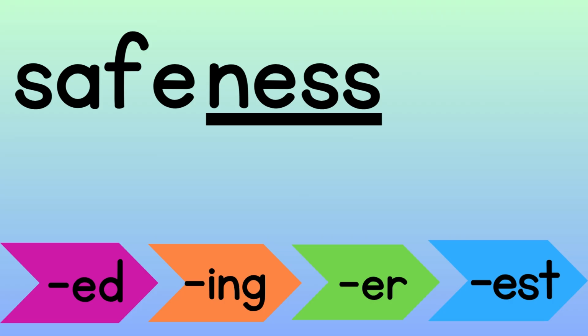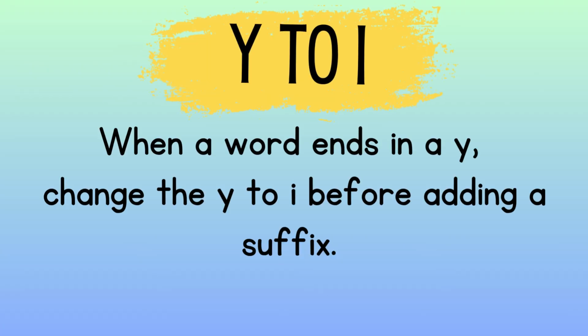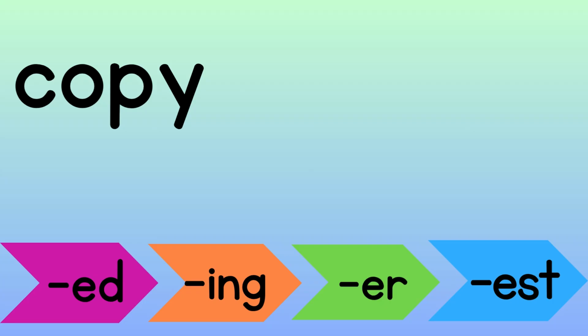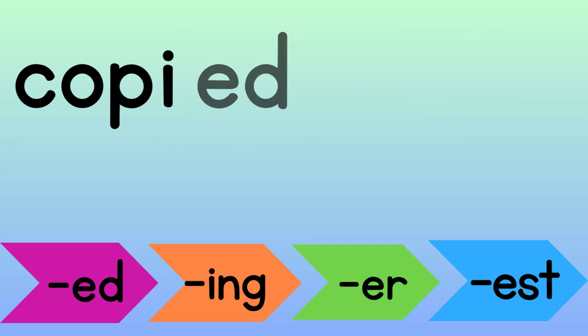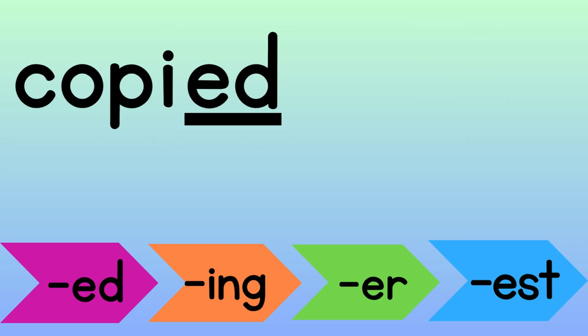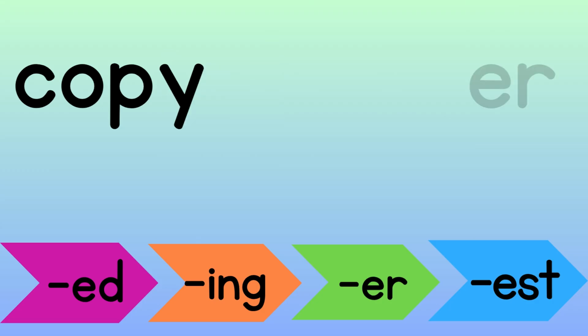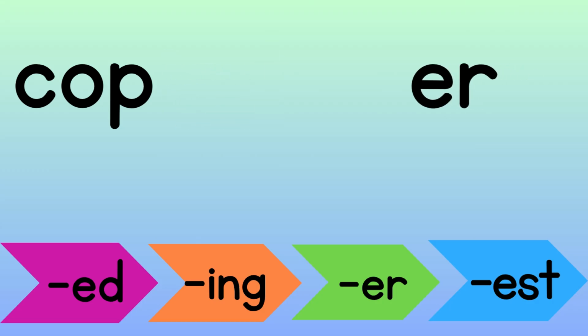The final rule is Y to I. When a word ends in a Y, we change the Y to I before adding a suffix. So copy ends in a Y. To make it copied, we change that Y to I and then we add ed. Copier, we change the Y to I and we add er.